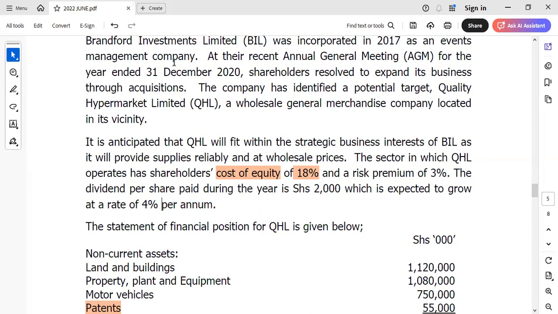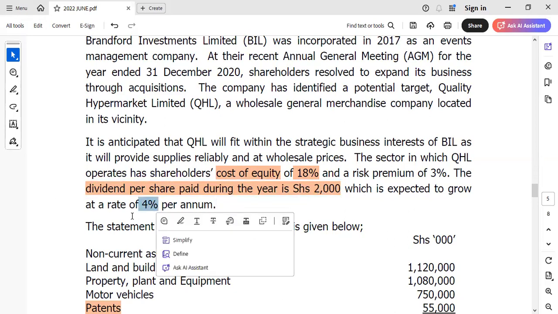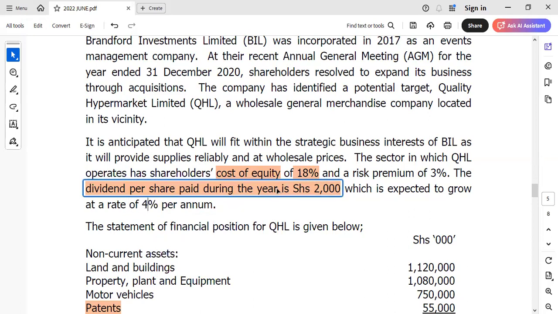What does this one mean, colleagues? Are we given a D naught or D1? This one, is it D naught or D1? D naught. This is D naught, the one that has been paid. So you can use this D naught to get D1. You have G in the question, which is 4%. Are you given KE? KE is what? 18%. Cost of equity, it was given.